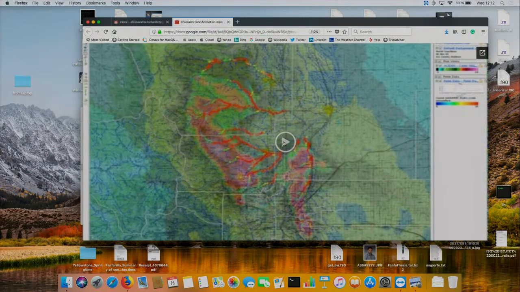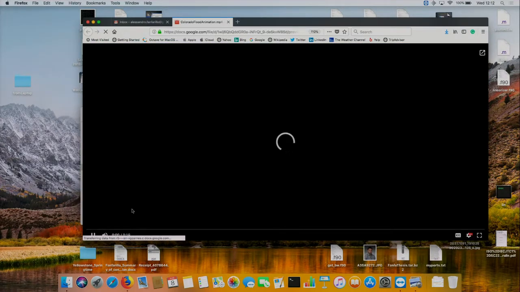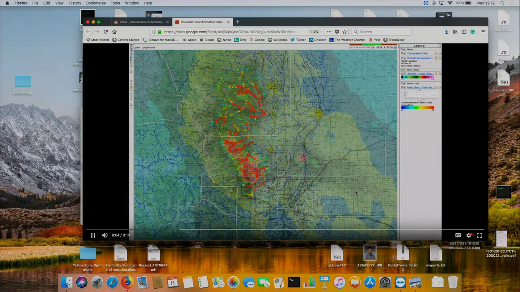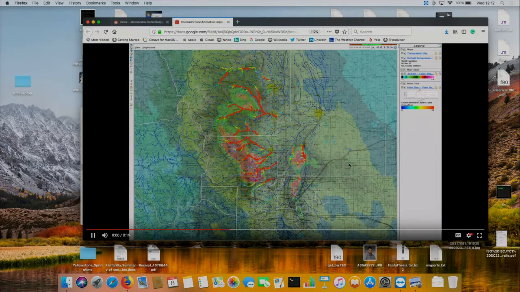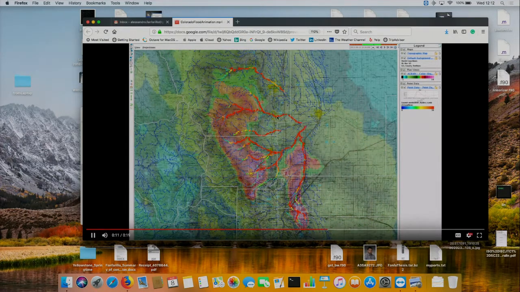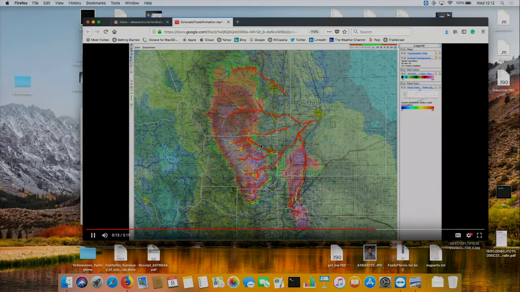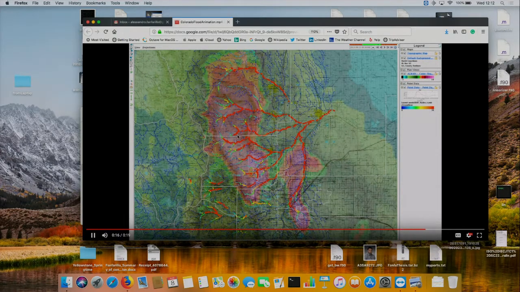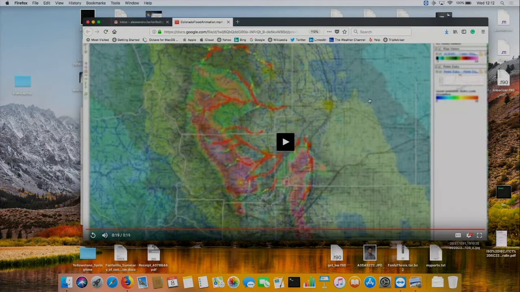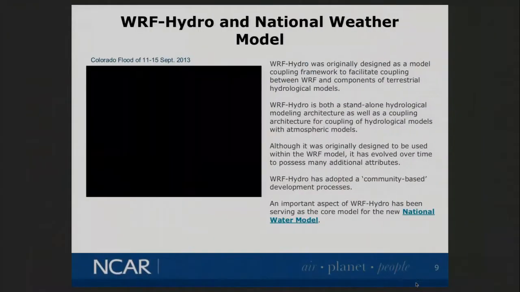No, there is no audio. Okay. So down here there is Denver, and this is the whole Front Range, basically the beginning of the Rockies. And as you can see, these colors, these shades, are basically the water that stays on the soil while raining. And this is a pretty good simulation of what happened. Basically, the mountain came down and impacted Boulder and other areas on the Front Range. So this was a pretty good example of the importance of WRF-Hydro.